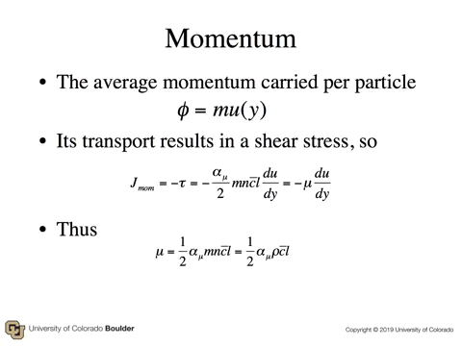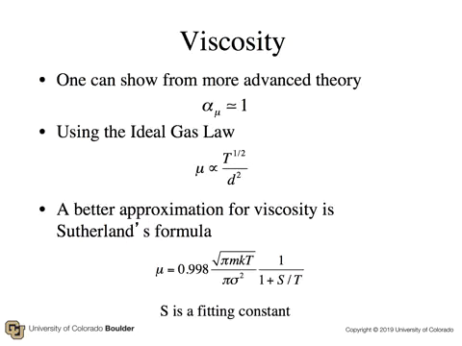So mu is 1/2 alpha sub mu times rho times c bar L. One can show from more advanced theory that alpha mu is of order unity. And if we use the ideal gas law, we can explore the temperature dependency of the viscosity. From this simple theory, the viscosity should be proportional to T to the 1/2, and it should be inversely proportional to the diameter of the molecule. So, not surprisingly, the bigger the molecule, the less momentum transport.